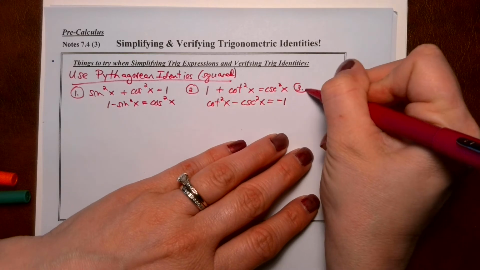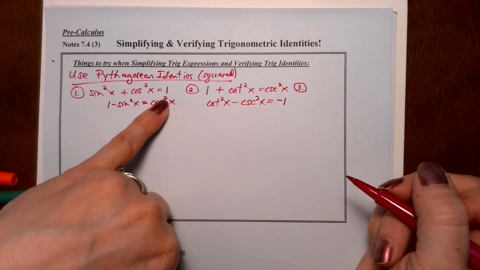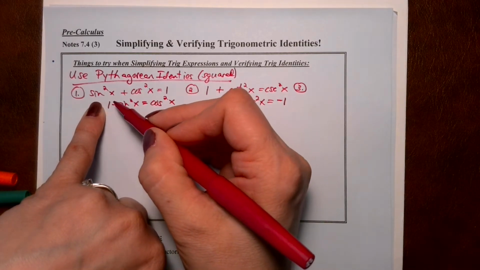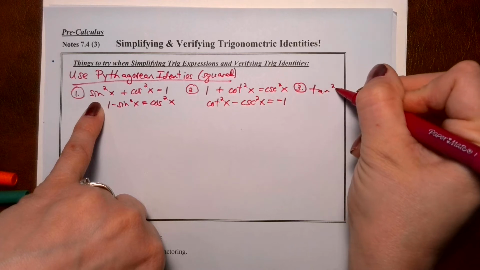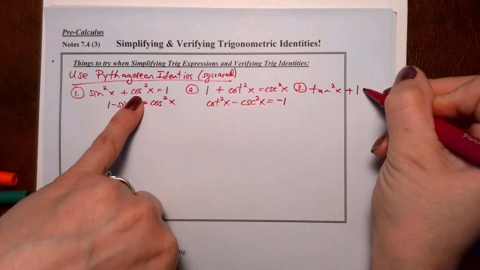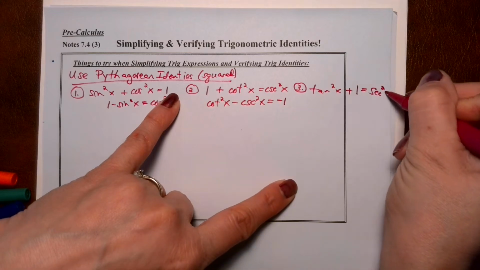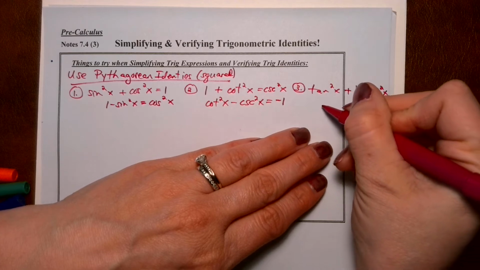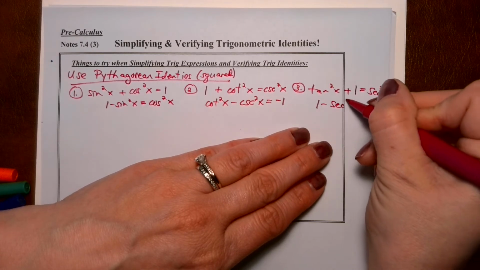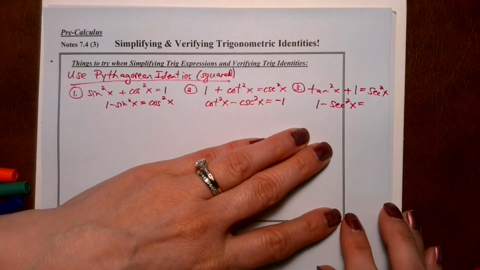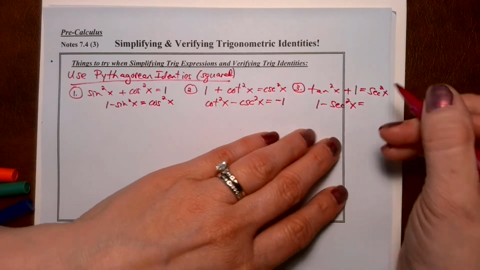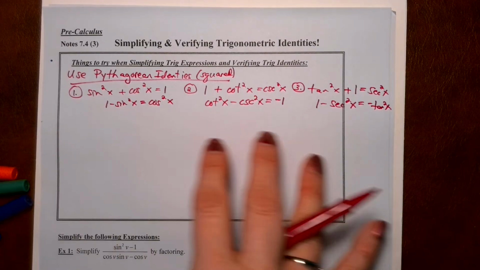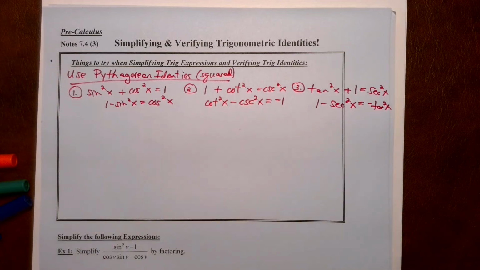And then the third Pythagorean identity is if you take this first one and divide them all by cosine squared. Sine squared divided by cosine squared is tangent squared. 1 divided by cosine squared, that's a 1 over cosine squared, and that would be secant squared of x. What if you happen to see 1 minus secant squared of x? What would we replace that with? Negative tangent squared of x. That would be the first thing to think of if you see squares.